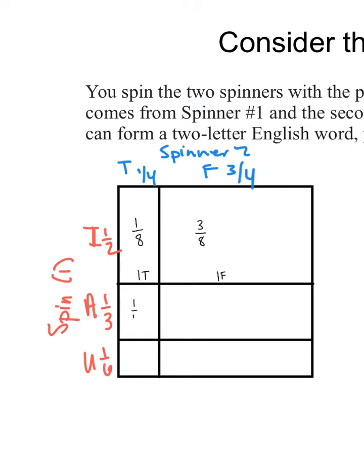Multiplying a third times a fourth gives me a 12th, and that word would be AT. And then multiplying a third times 3/4 would give me 3/12, or I could simplify that to 1/4 if I wanted to. And that would be FA, that is not a word. And then the bottom row, I'm going to multiply again. I'm going to get 1/24, and that's going to be TU. And then I'm going to take 1/6 times 3/4, which is going to be 3/24, or 1/8. And that would be UF, that is not a word.